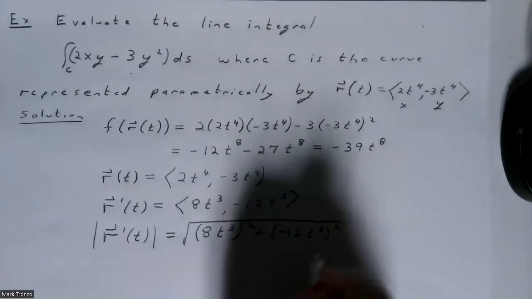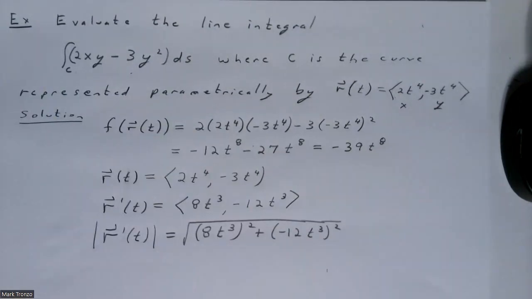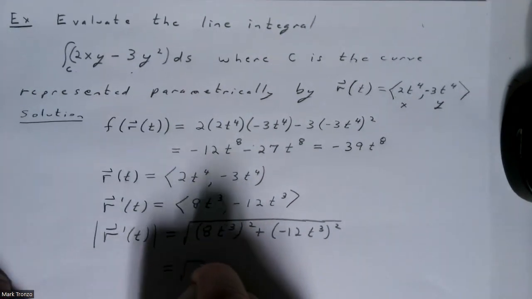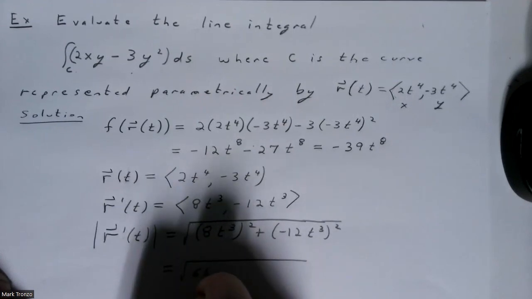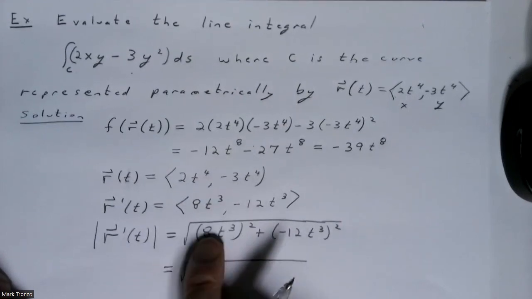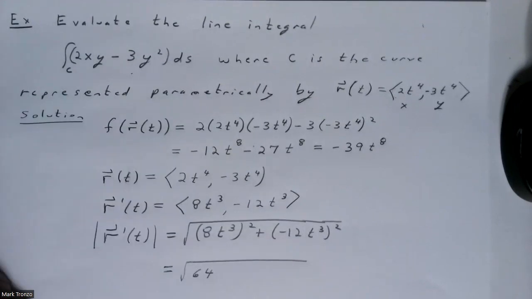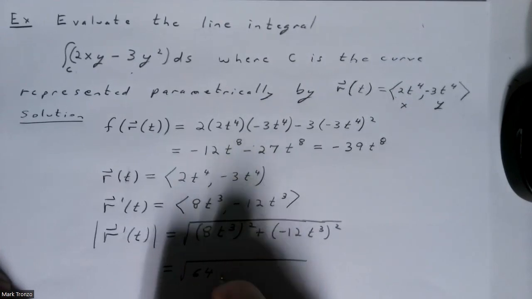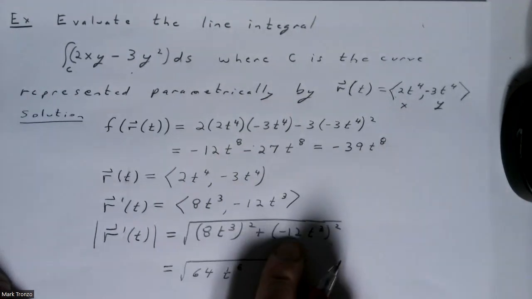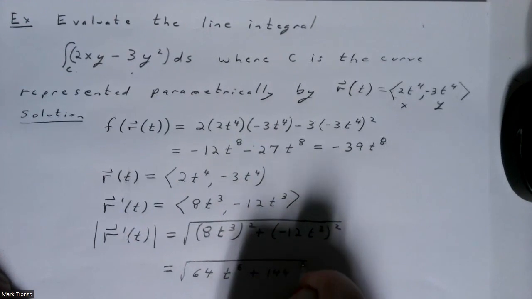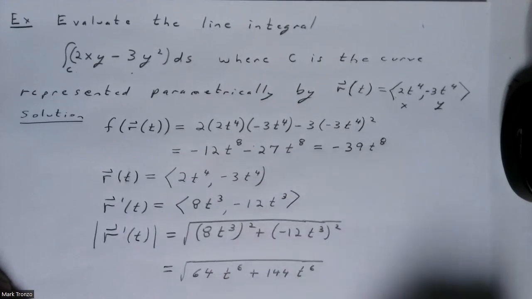Like this. And this is going to be the square root of 64. When we square, then this will be t cubed raised to the second power. So it'll be t to the 6th. Then this is going to be 144. That'll end up being positive because we're squaring it. And then same thing here. This would be t to the 6th.